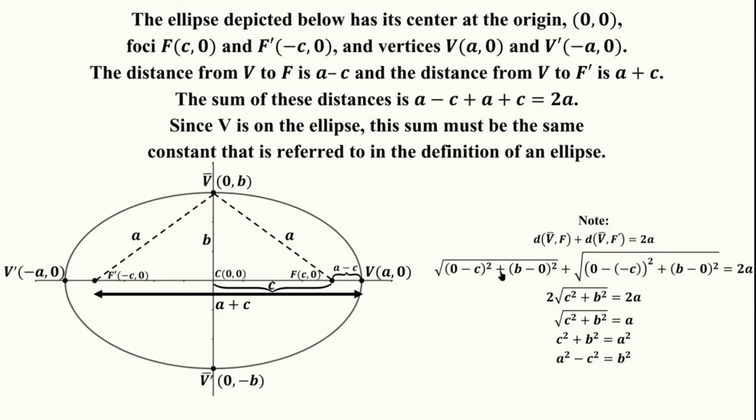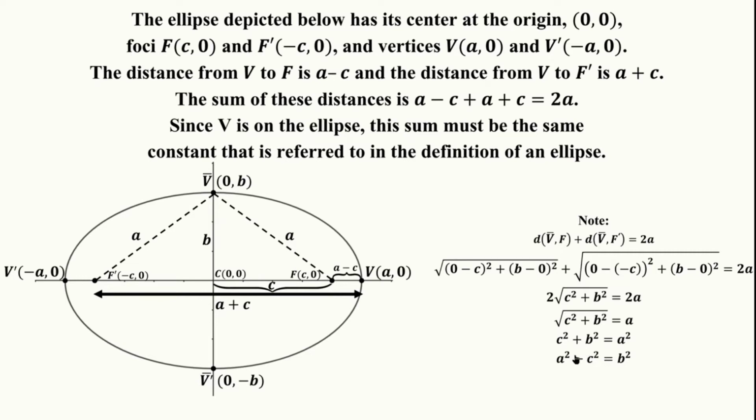Now, when we clean this up, notice that's just going to be c squared plus b squared, and that's also going to be c squared plus b squared. So we basically have 2 times the square root of c squared plus b squared equals 2a. So if we divide both sides by 2, we get the square root of c squared plus b squared equals a. Go ahead and square both sides to get c squared plus b squared equals a squared, which is the result we had discussed using the Pythagorean theorem, right?